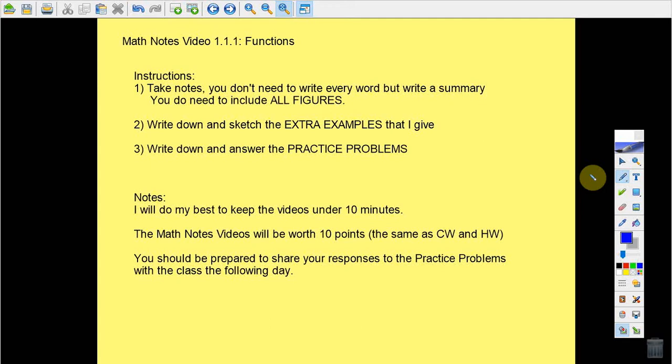I do also want you to write down all the figures, so any graphs especially need to be drawn or sketched. They don't have to be drawn perfectly, but they should be well sketched, and you have a nice graphing notebook to help you with that. I want you to write down and sketch the extra examples that I give you, as well as the practice problems. Some little extra notes here on the side.